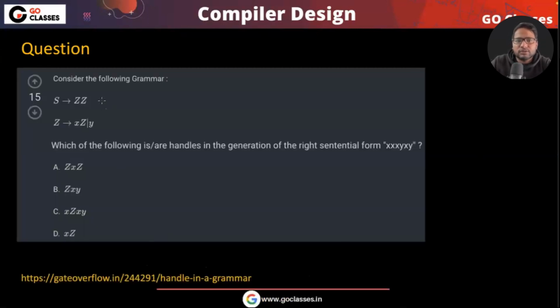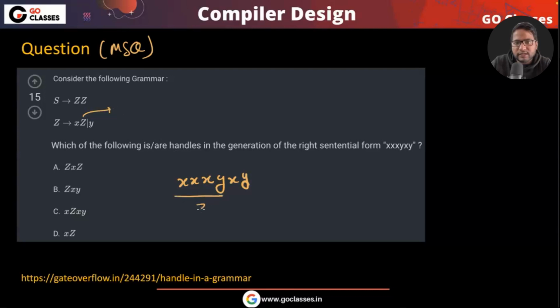Now let's see this question. They're saying consider the following grammar. This is given to you. Which of the following is or are handles in the generation of the right sentential form XXXYXY? So this is an MSQ question. If you want to generate this, then this is saying all the X and ending with Y.